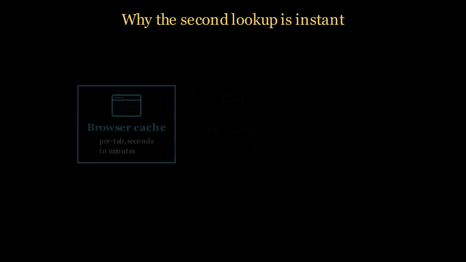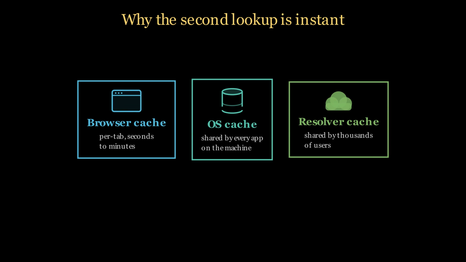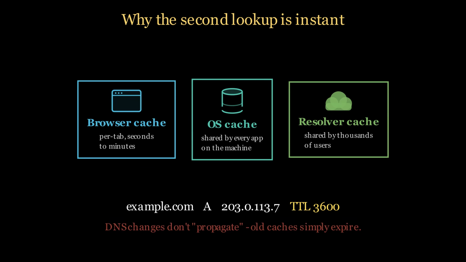Every hop that saw the answer kept a copy: your browser, your operating system, and the recursive resolver. Each copy lives exactly as long as the record's time to live allows. Here, 1 hour. And then it must be fetched fresh, which is the real reason DNS changes seem slow. Nothing is being pushed anywhere. The old answer is just waiting to die, cache by cache.